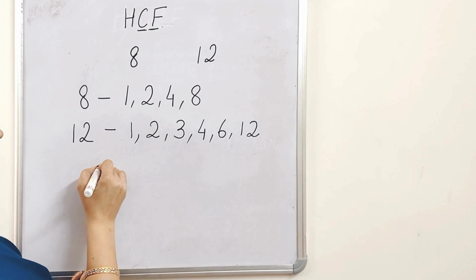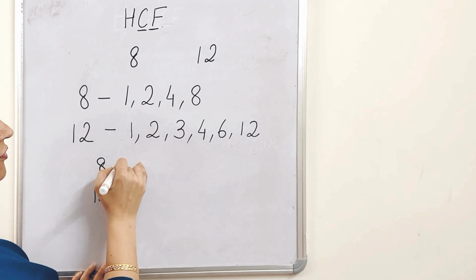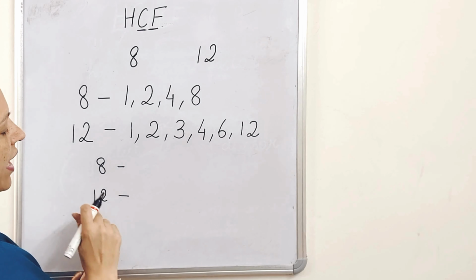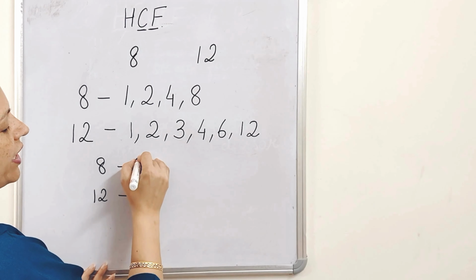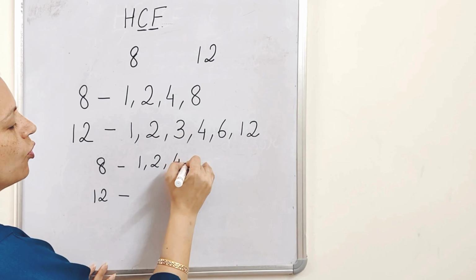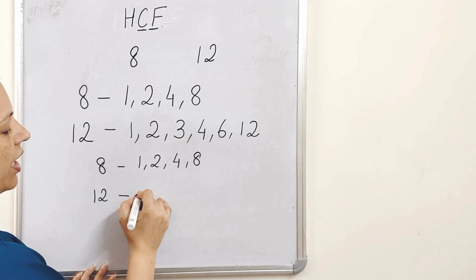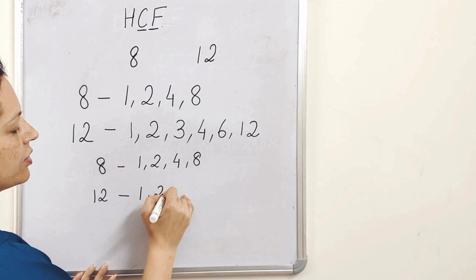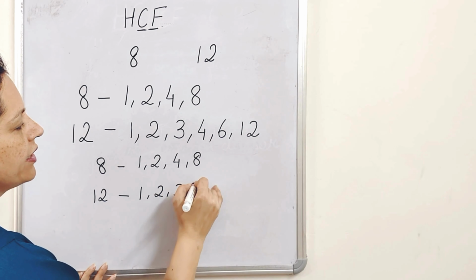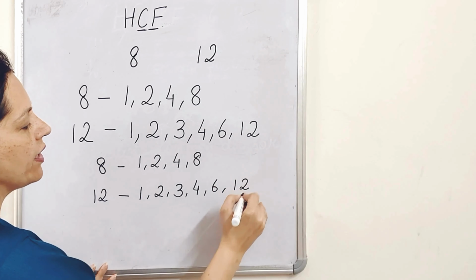Now common. So let us write the factors of 8 and 12 and then find out their common factors. Factors of 8 are 1, 2, 4 and 8. Factors of 12 are 1, 2, 3, 4, 6 and 12.